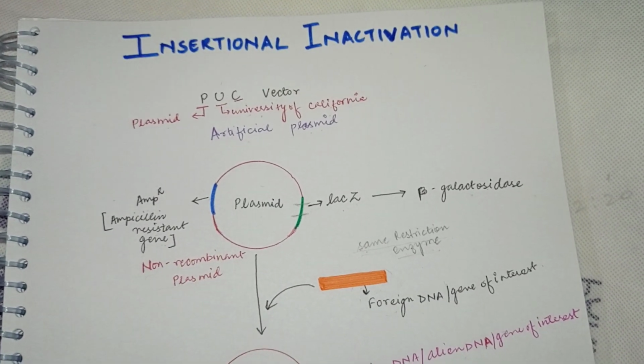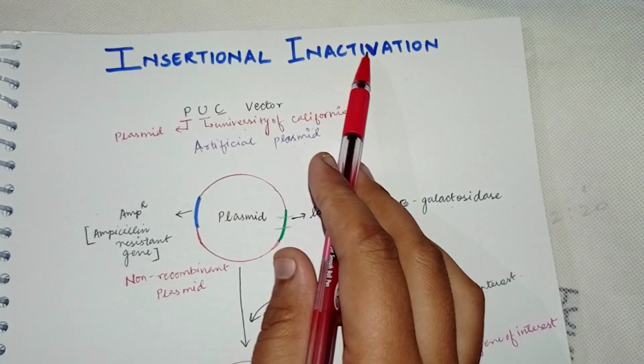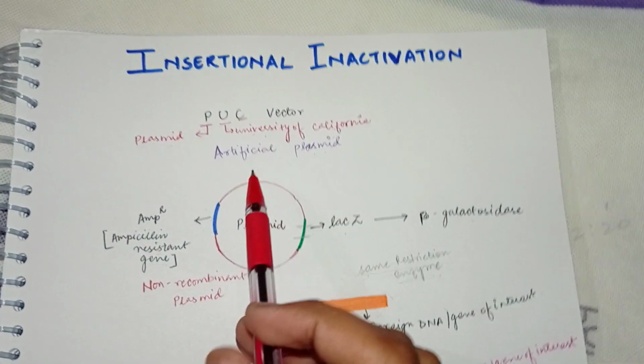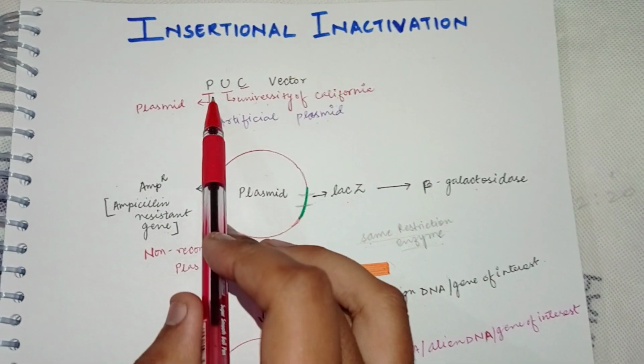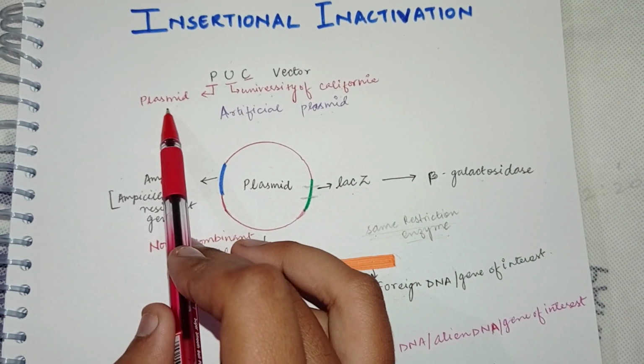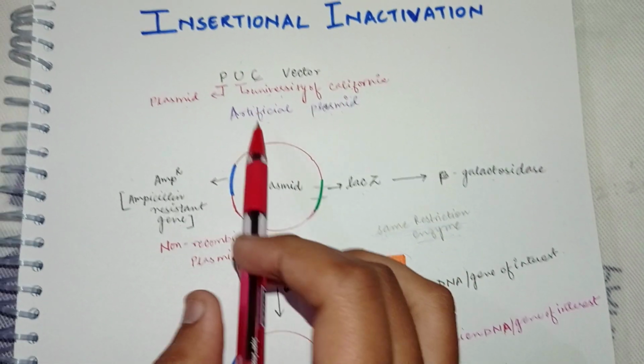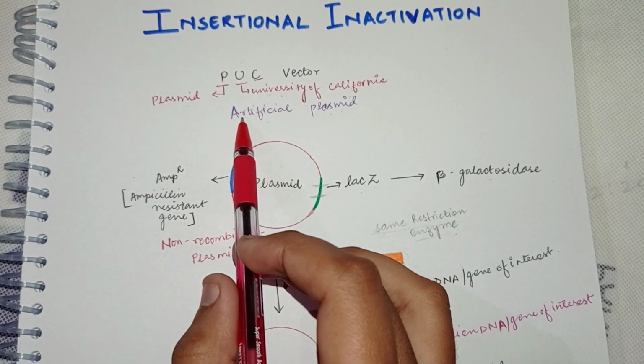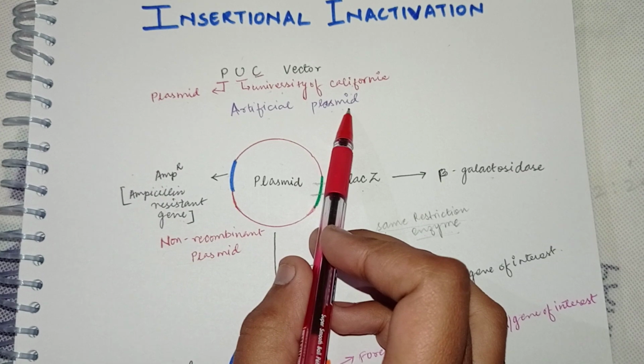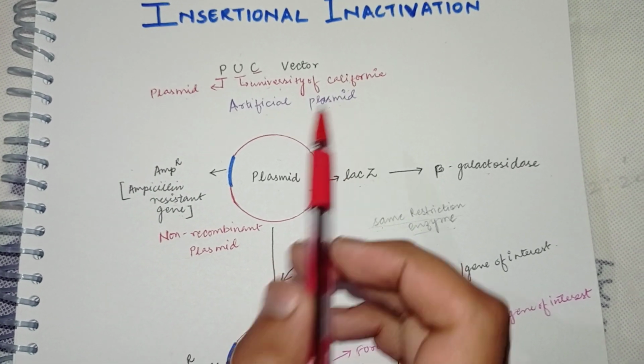Today, we will study about insertional inactivation. Here we use pUC vector. P symbolizes plasmid, U for University, C for California. And this is an artificial plasmid which is made in laboratory.